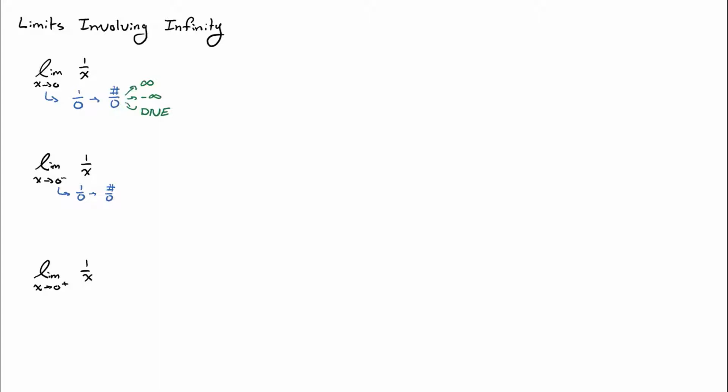To determine which, think of a number a tiny bit smaller than your limit. In this example, that would be any negative number. The numerator is 1, which is positive, and the denominator would be negative. Positive over negative is negative, so this limit is negative infinity.